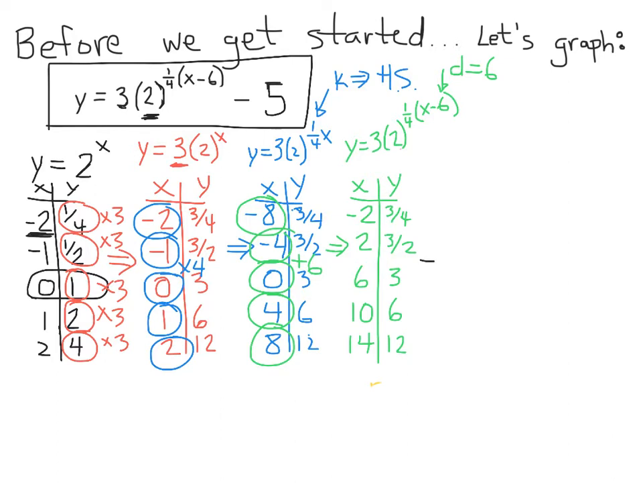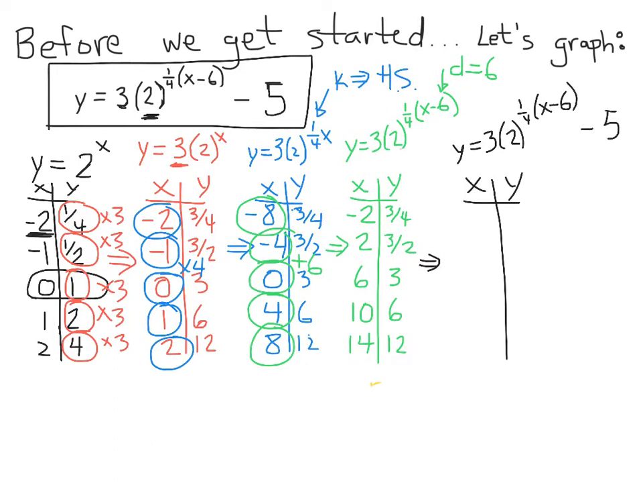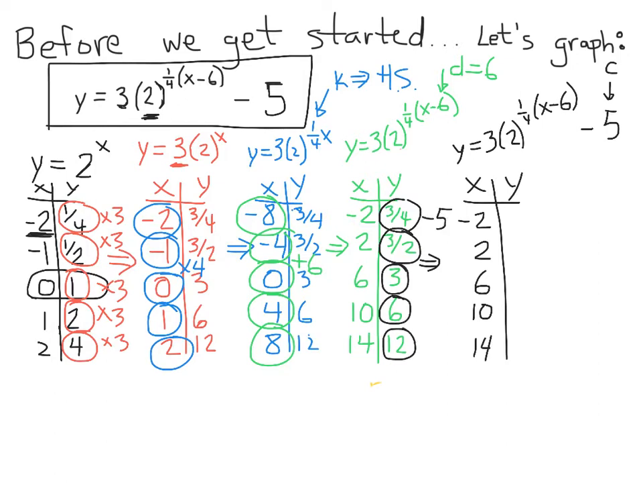Now my last transformation here will give the final graph. I took care of the 3. I took care of the 1/4. I took care of the x minus 6. And now I'm going to take care of this minus 5. Now this is your c value, and this is a shift downward by 5. So if we're shifting down by 5, my horizontal numbers do not change. And I'm going to shift all of these previous heights down by 5. I'm going to subtract 5 from all of these.